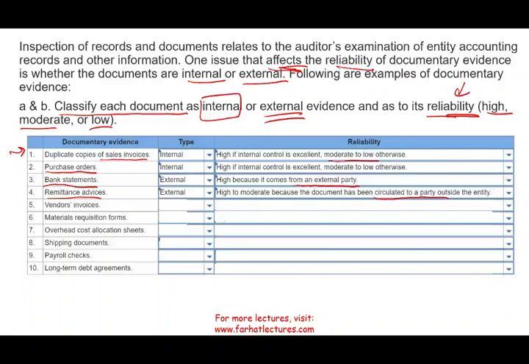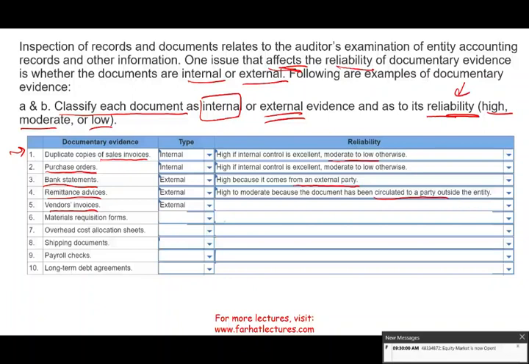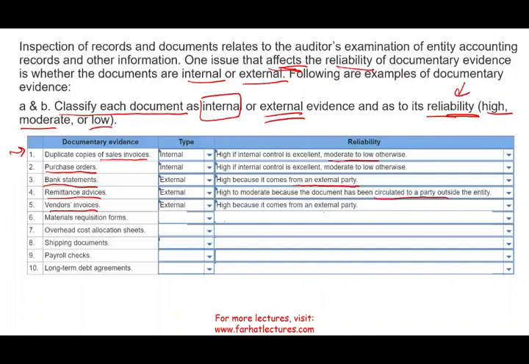Five. Vendor's invoice. What is a vendor's invoice? When you buy something, the vendor will send you a bill, saying you purchased this item from us and we want you to pay it. Well, that's an external document. Somebody else sent it to you. How reliable are external documents? Well, it's high because they come from an outside party. Therefore, just like the bank statement, it's not only just because they come from an outside party. Once again, you have to make sure that the invoice is a real invoice.